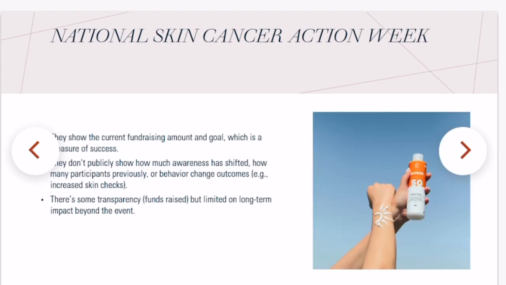And then we can see that they show the current fundraising amount and goal, which is a measure of success. They don't publicly show how much awareness has shifted, which is interesting. I know that that's hard to record, how many participants were previously aware or behavior change outcomes, and whether or not they were increased by the skin checks. So there needs to be more public awareness on that. They need to publicly show that. And then there's some transparency of the funds raised, but it's limited on long-term impact beyond the event.